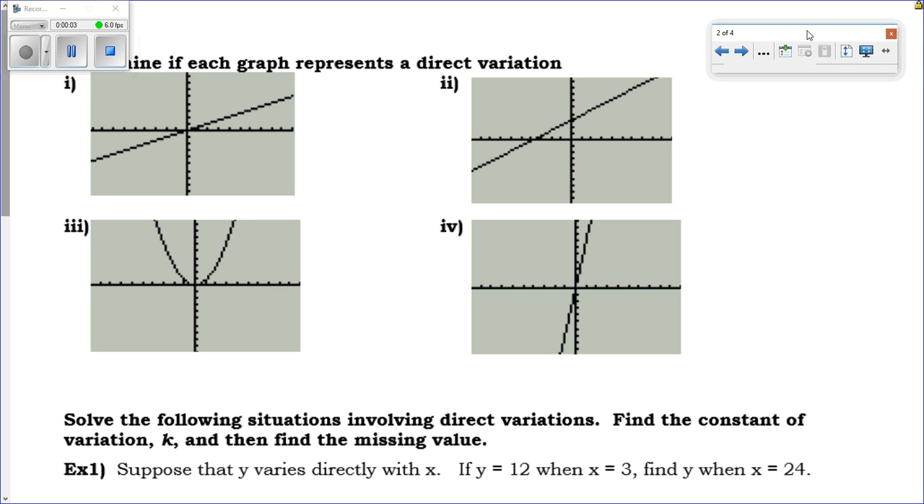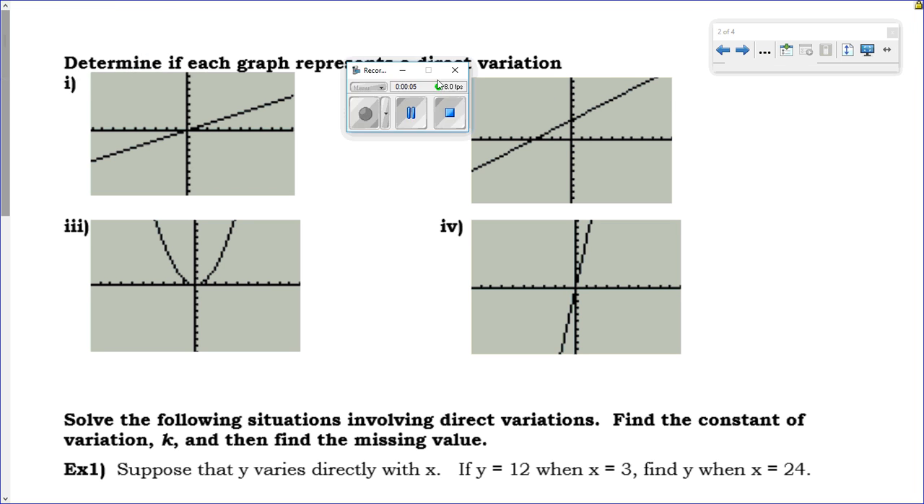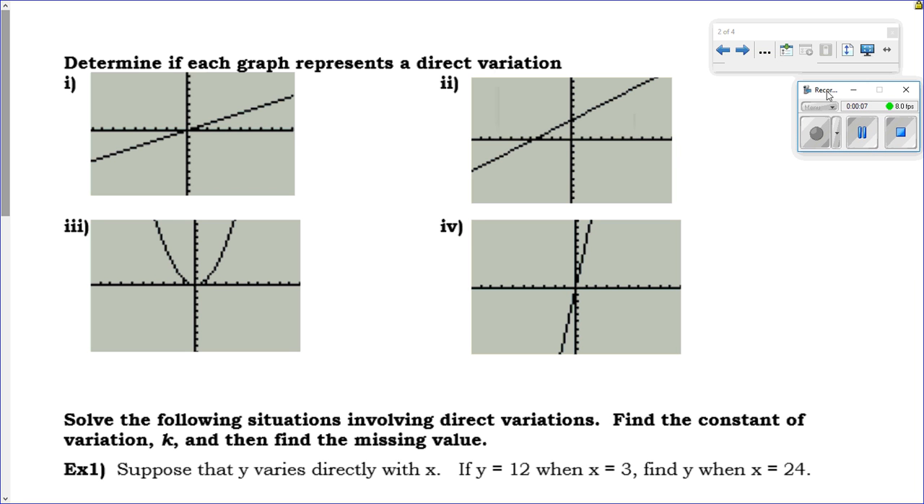All right, so after you have your answers checked, you should go to the next page, page 2. We're going to look at some graphs and decide if each graph represents direct variation. So a few things you want to look for in the graph. You want to see that it's a straight line, and it needs to go through the point 0, 0.